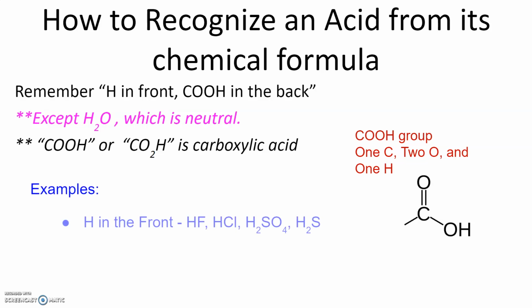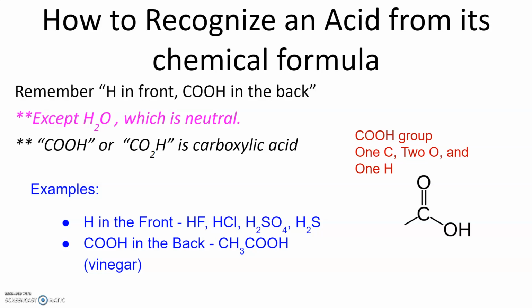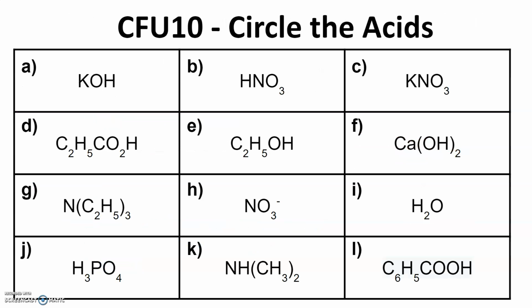So let's look at some quick examples. Here we have H's in the front. These are examples of acids with H's in the front. And here we have an example of an acid with a COOH group in the back, vinegar. All right, so you're going to try this CFU. You're going to circle all of the acids. This CFU doesn't count, but do your best. And when you press play again, the answer will be revealed.